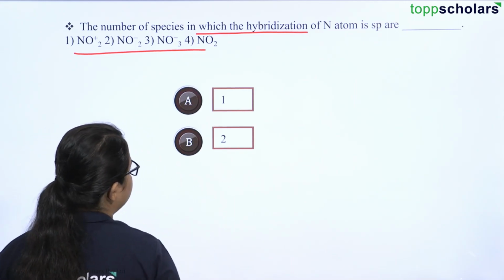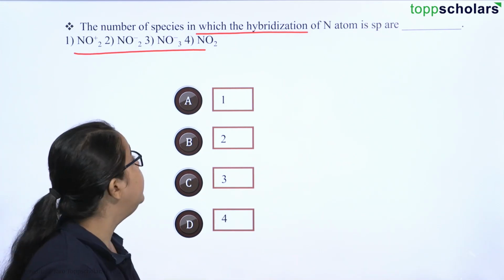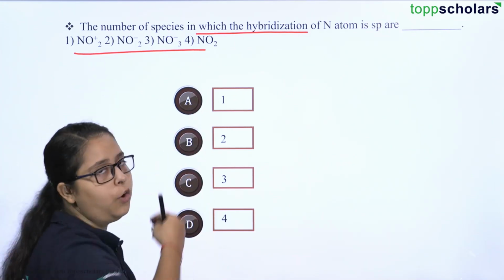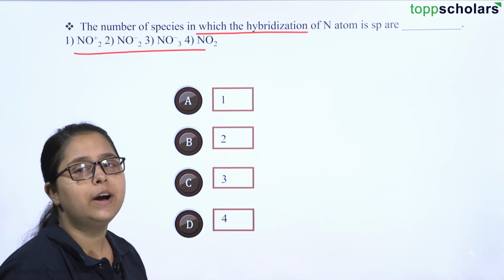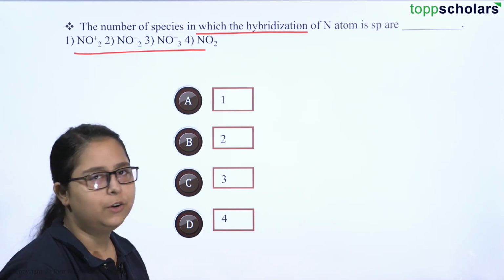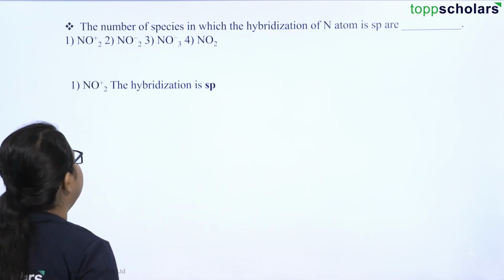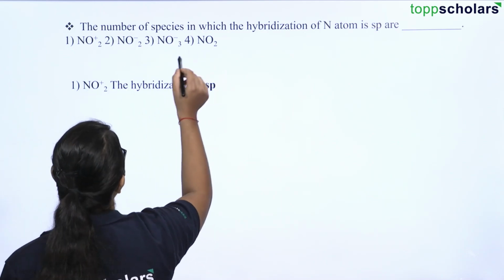Here are the options for you. Option A says 1, option B says 2, option C says 3 and option D says 4. So you need to find out what is the hybridization of all of these species, and then you need to find out how many of them have sp hybridization. Over here only one species has sp hybridization, which is NO2+.